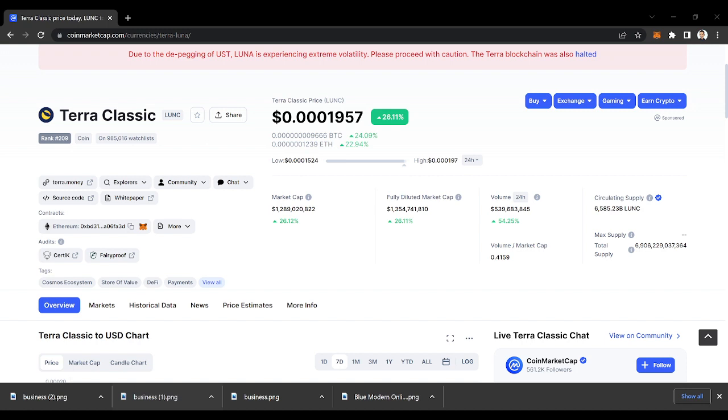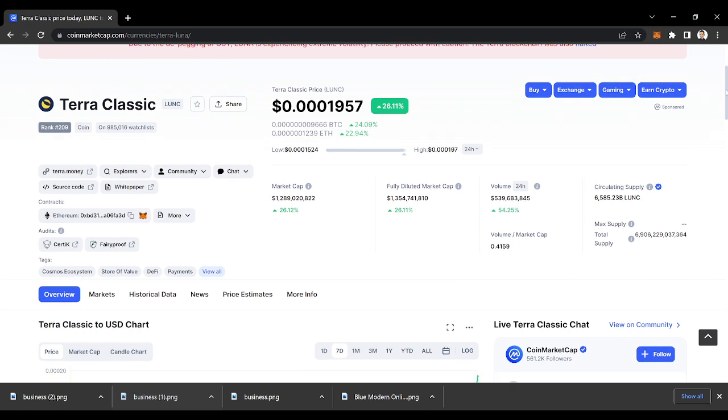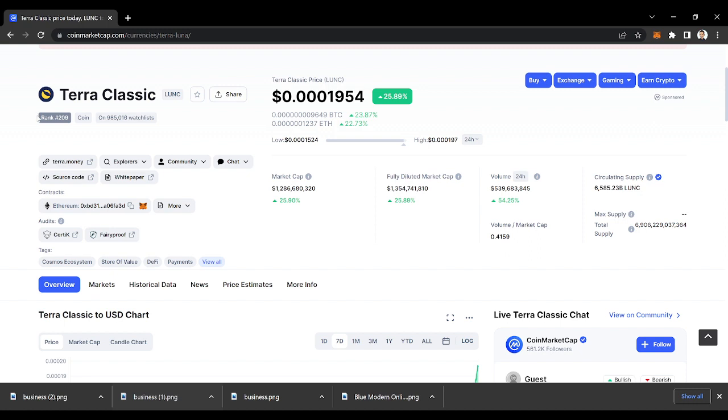And guys, nothing has changed. Nothing has changed. Literally nothing. Guys, we called this pump completely. Coming in at rank number 209 today, Terra Luna Classic, jumping up two ranks, guys, on CoinMarketCap. As you guys can see, our 24-hour volume is up 54%.